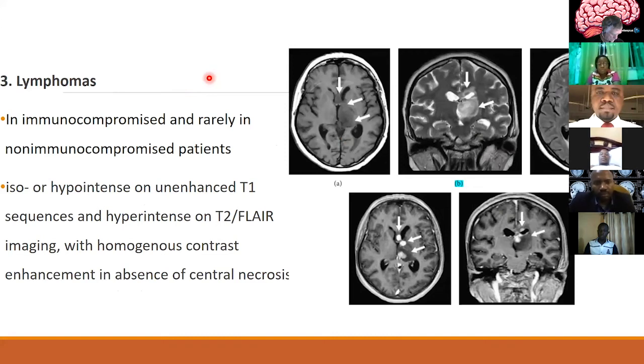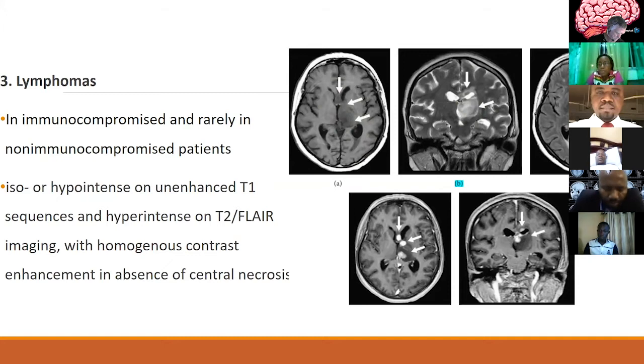Lymphomas could also affect the thalamus. Lymphomas are mostly found in immunocompromised patients, such as HIV patients. In our context, most HIV patients with stage 4 have lymphomas. These lymphomas are seen as hypo-intense images on an unenhanced T1 sequence. They are seen as a hypersignal on this T2 coronal sequence. This coronal T2 weighted image.